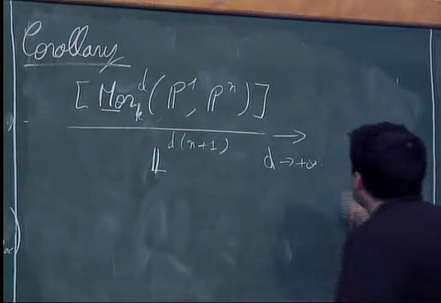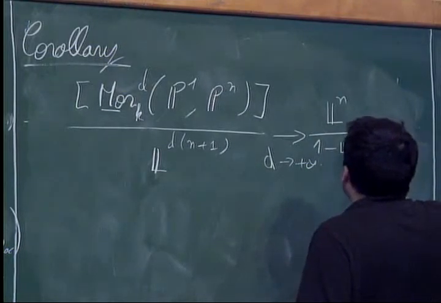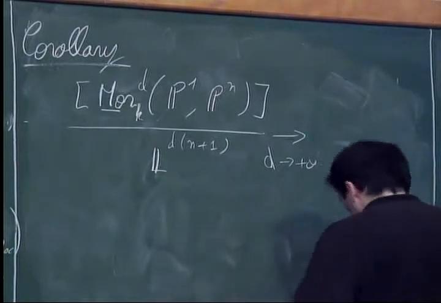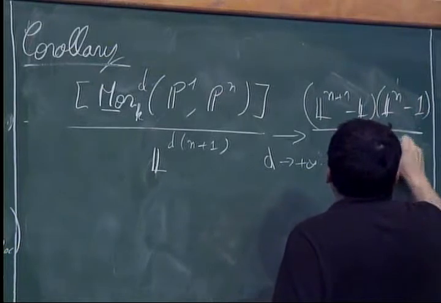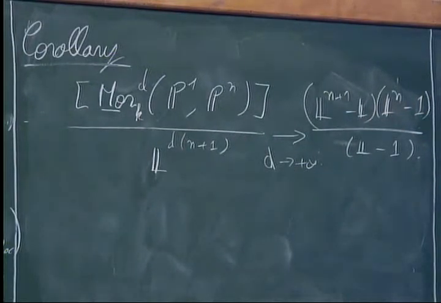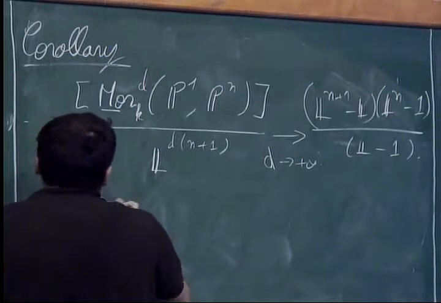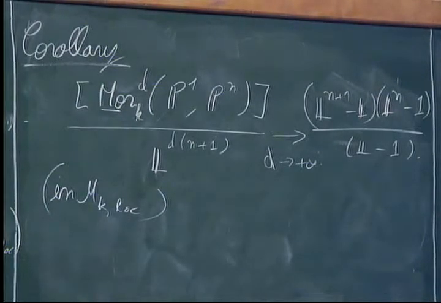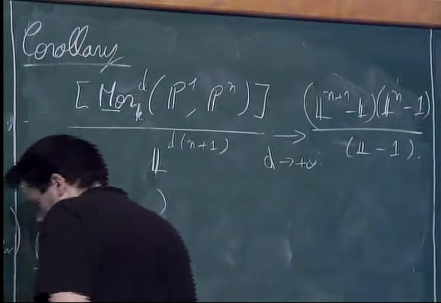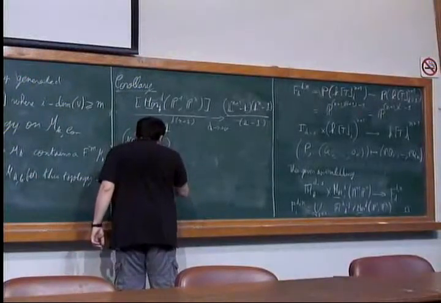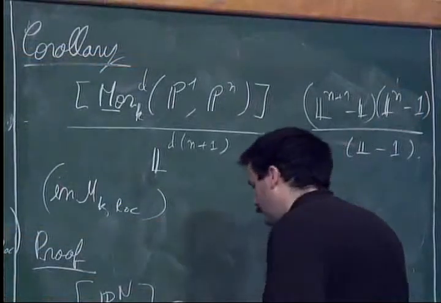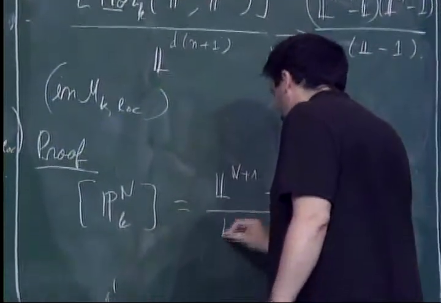And this constant will be, so, L power, well, let me write it first like that, L to the n plus 1 minus L times L to the n minus 1 over L minus 1. And this converges in MK log. Well, okay, so how do I prove this corollary? Well, the proof is quite simple using the preceding proposition. Since if I look at the class of a projective space, then this is simply L to the n plus 1 minus 1 divided by L minus 1.